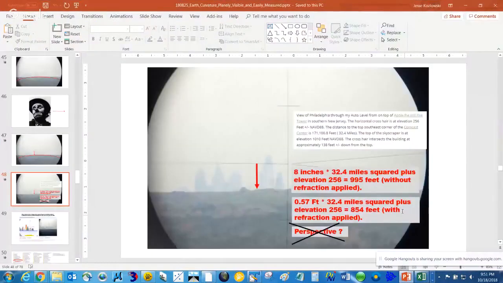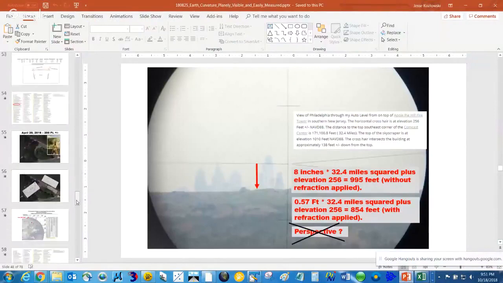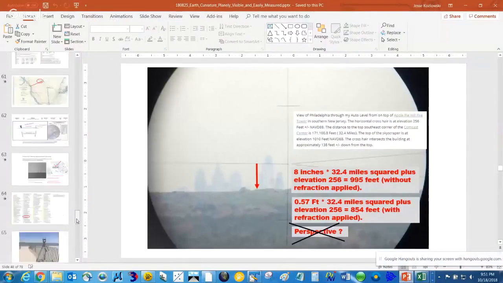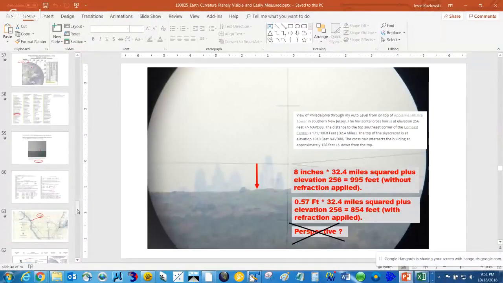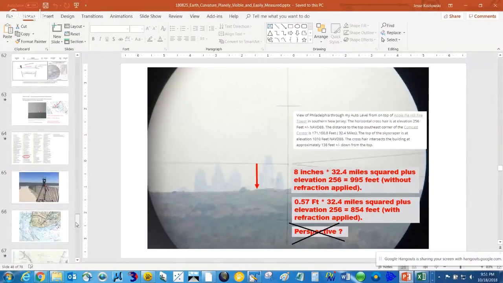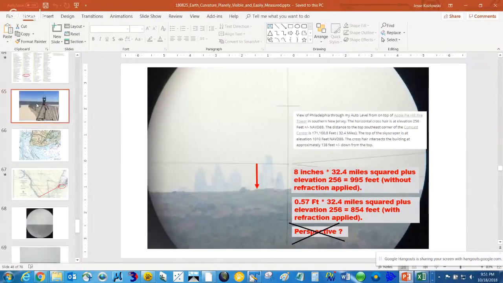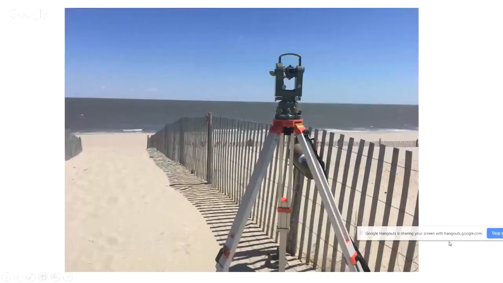What am I trying to do here? I'm going to close this. I just show this last one here. Well, this is good. I'll show you this. Show you the Cape May Lighthouse. Let's look at that. Good. So I'm on the Delaware shore, looking across the Delaware Bay.